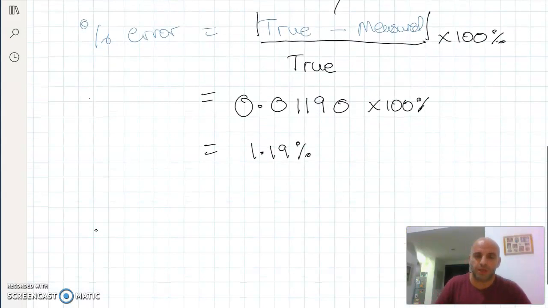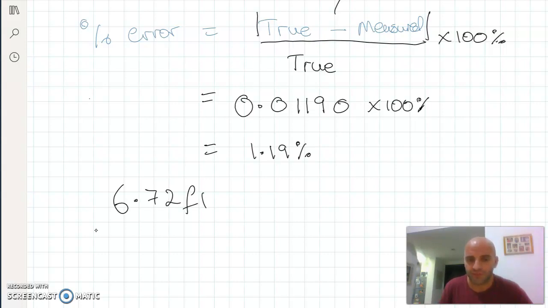Now again, the only comment that I would make on this is how you would normally report it in a lab. So if your true value or your average value, because the true value is usually based on your average value, if that was 6.72 feet, the unit would go here, plus or minus 1.19%. Okay, and you would usually state that in the results section of a laboratory experiment or something like that.